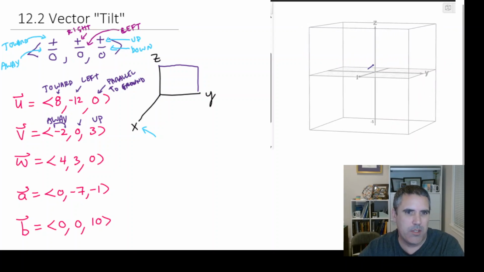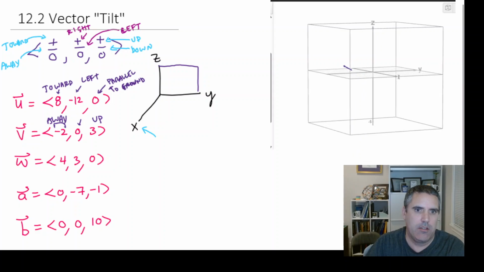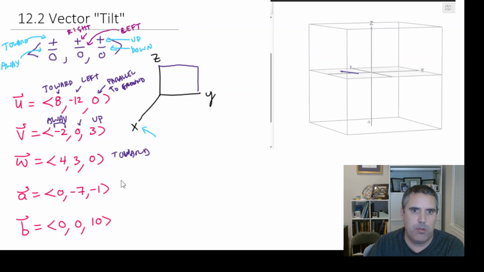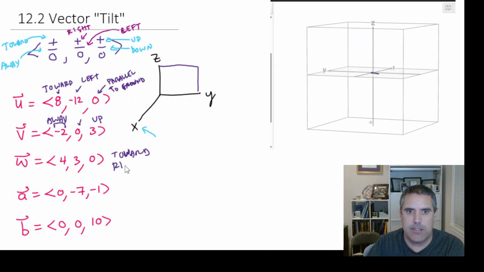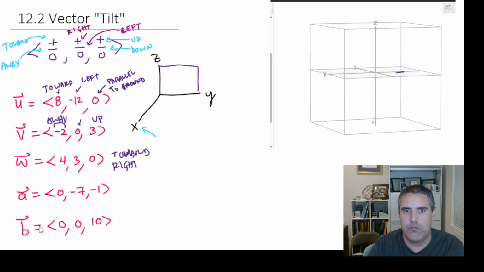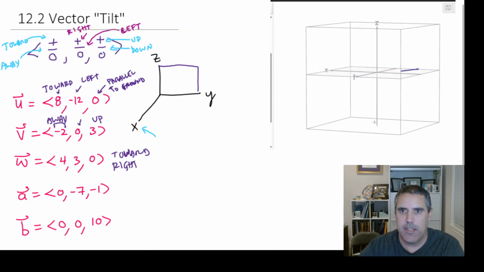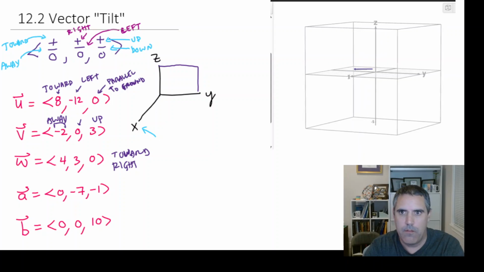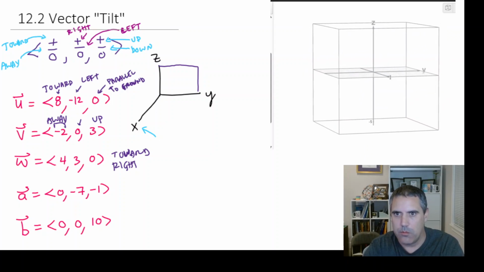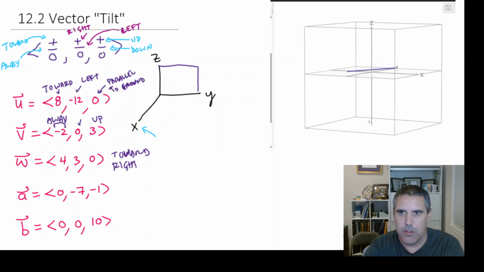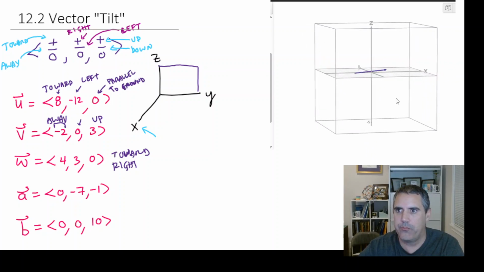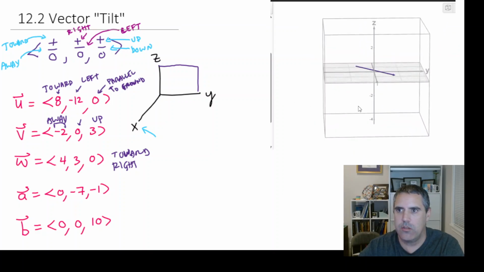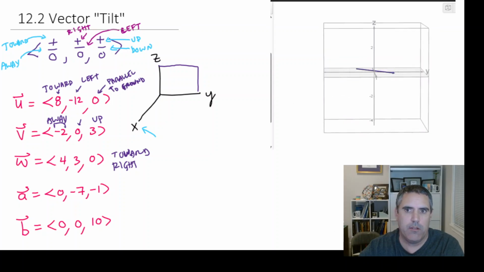Okay, what about 4, 3, 0? We would say toward us, that's the x component. We would say to the right and parallel to the ground. So let's look at that. Toward us, so we're going to do 4, we're going to do 3, and we're going to do 0. We're going to put the x-axis towards us. It's towards us, to the right, and parallel to the ground.